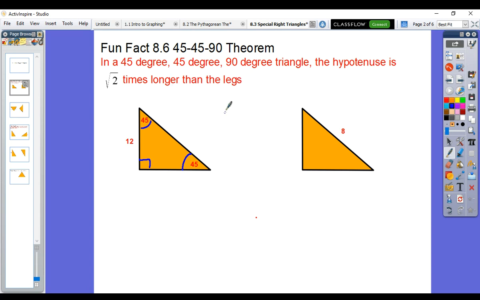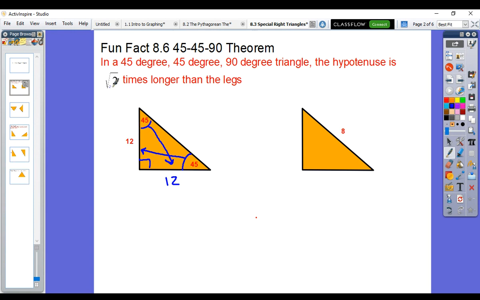than the legs. So on the 45-45 degree triangles, if the two angles are the same, as we said before, then the sides opposite of those angles are equal to each other as well. So if this side right here is 12, then this side right here is 12. That's a great thing about 45-45. So you already know one of the answers.